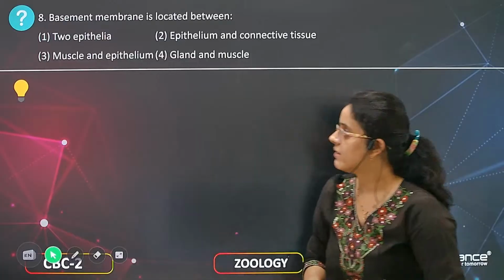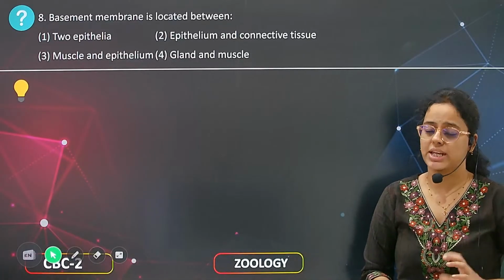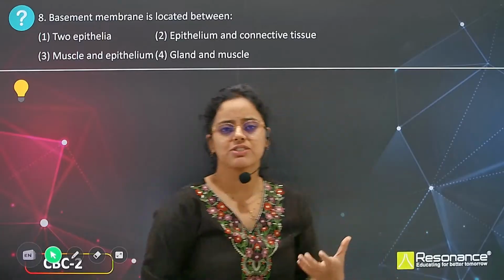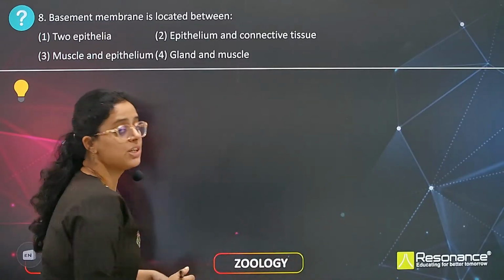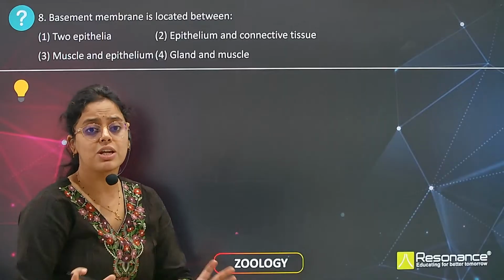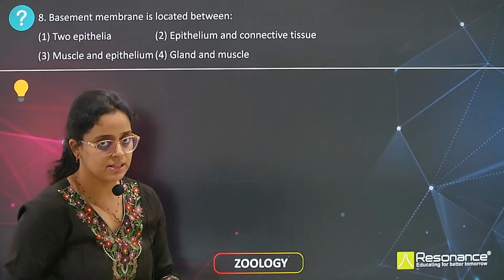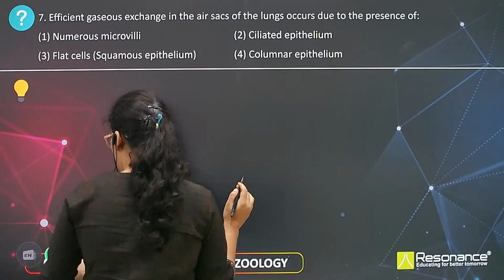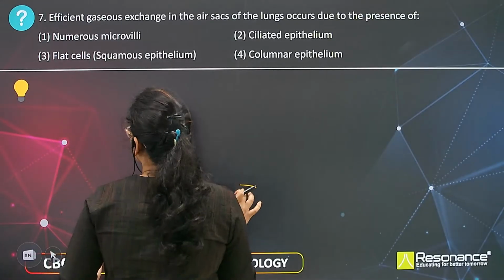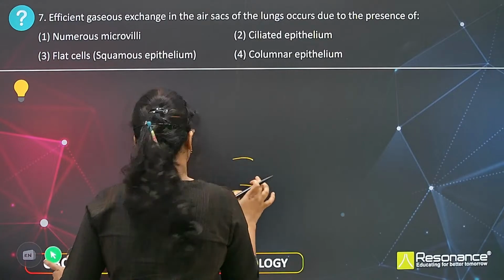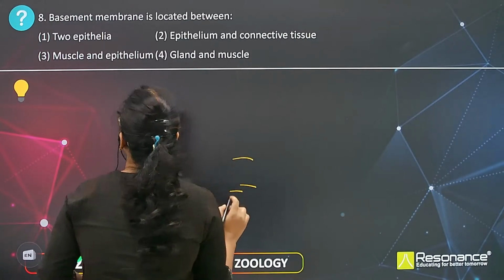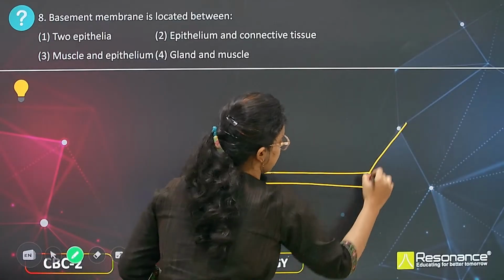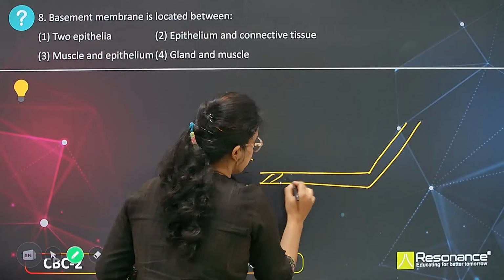Now coming to the next question, the basement membrane is located. Basically the basement membrane is acellular. It is just made up of a matrix consisting of mucopolysaccharides. Acellular means they don't have cells. It is an acellular, non-living substance. This is the basement membrane.